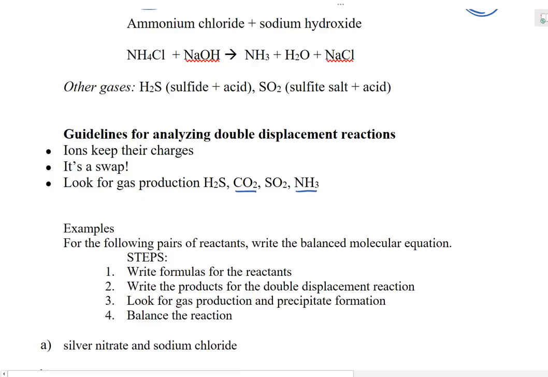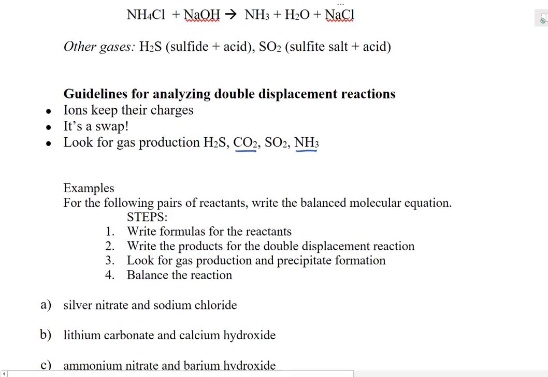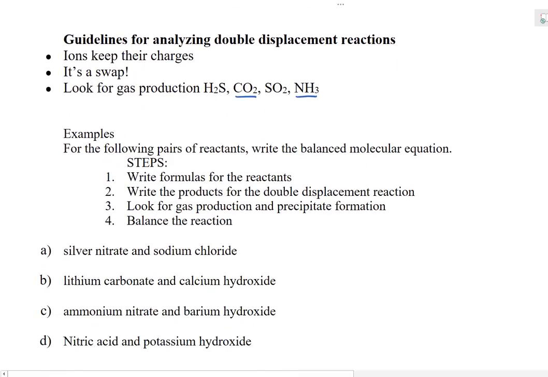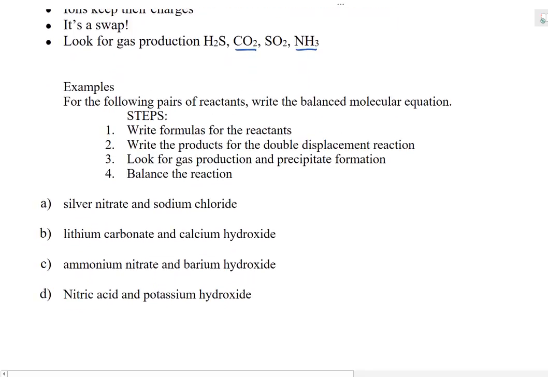So, big things, we're swapping, and the ions keep their original charges. If you know the charges at the beginning, then you know the charges in the products. We'll look at a few examples here. Silver nitrate and sodium chloride. For these, I like to write my ions above the names because then I have them available to me for both the reactants and the products. So I have AgNO3 and I have NaCl, so those are my reactants.